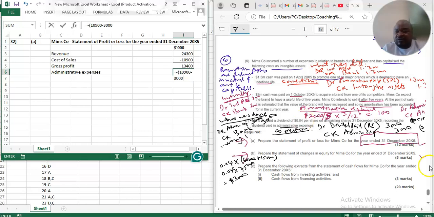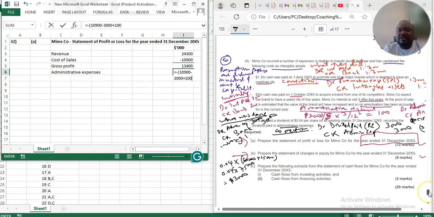All right, so we move on to the next working, the admin amortization. There was no amortization for this new brand which was bought from the competitors, and we were told by Note 5 that all admin and depreciations are going to be treated as admin expenses. So we are going to add that $100 for the admin. So plus 100, we are adding to the admin expenses.